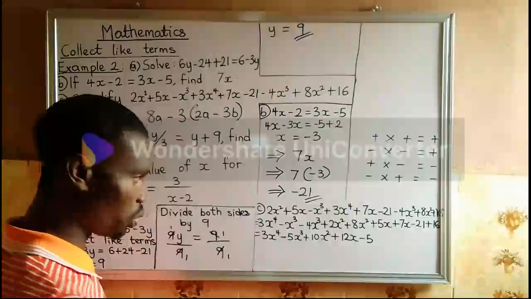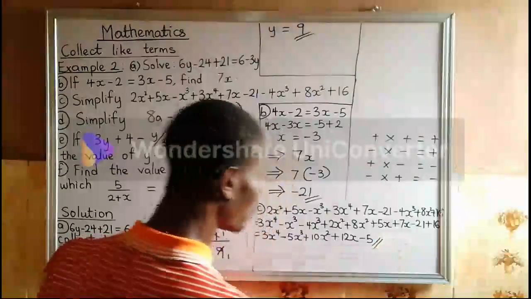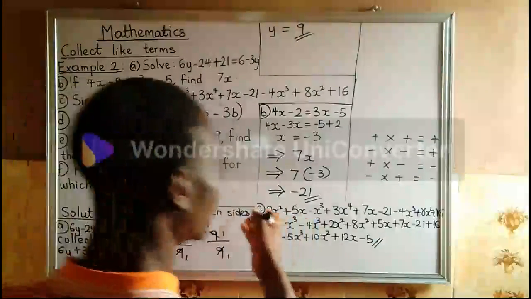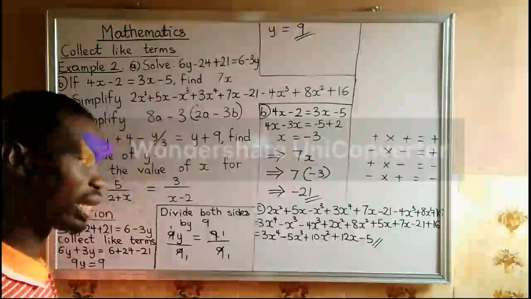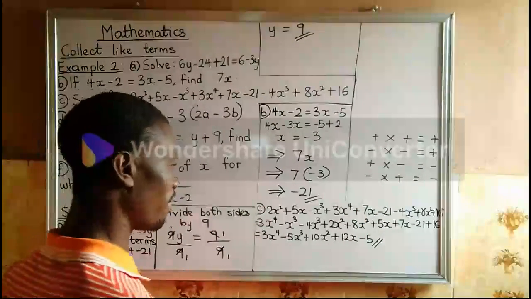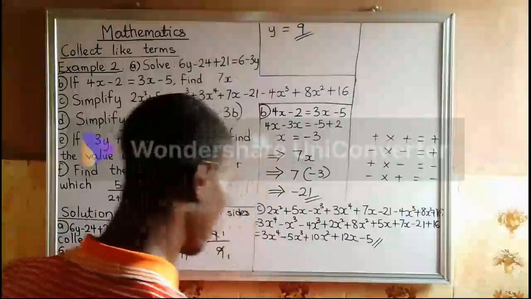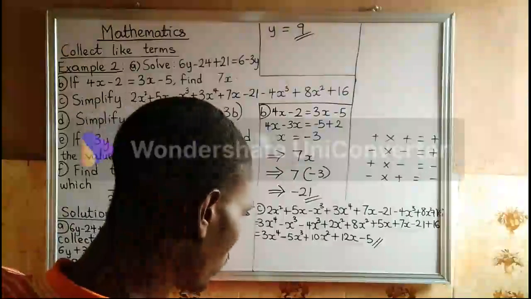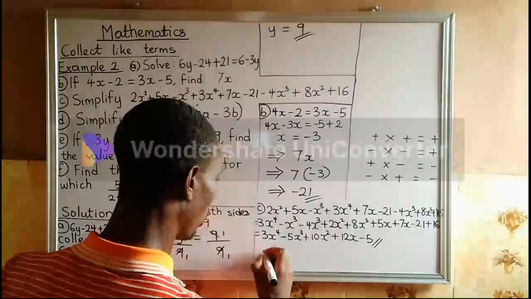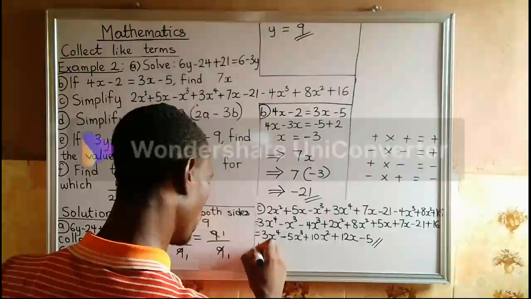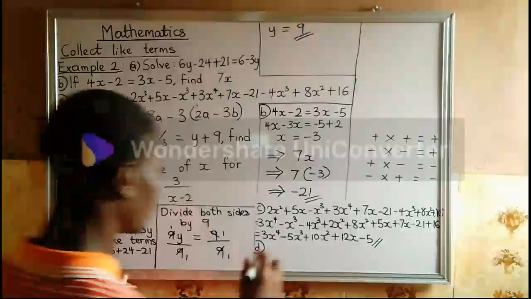And is there anything else we could do here? Nothing. So that is the simplification. So you notice this long expression here has been reduced by collecting the like terms and evaluating them. Alright, so that's the final answer. 3x raised to the power 4 minus 5x cubed plus 10x squared plus 12x minus 5. This type of question comes out mostly in objective questions. So let's quickly go to the next question, which is example 2D.